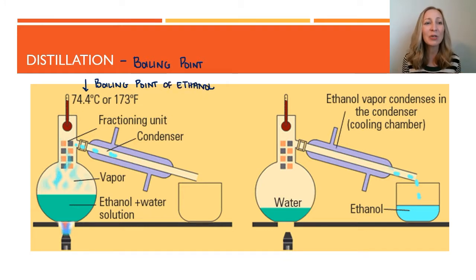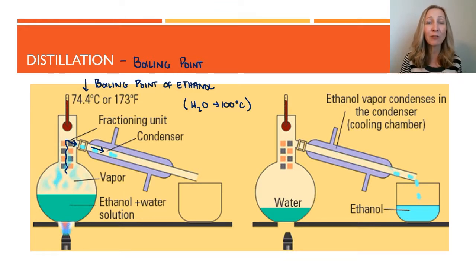So how do we separate them? Well, we look at the boiling point of ethanol, which is 74.4 degrees Celsius. And the boiling point of water is 100 degrees Celsius. So if we heat this mixture to 74.4 degrees Celsius, which is the boiling point of ethanol, then the ethanol will boil and turn into vapor, but the water will remain in the flask that you're heating.